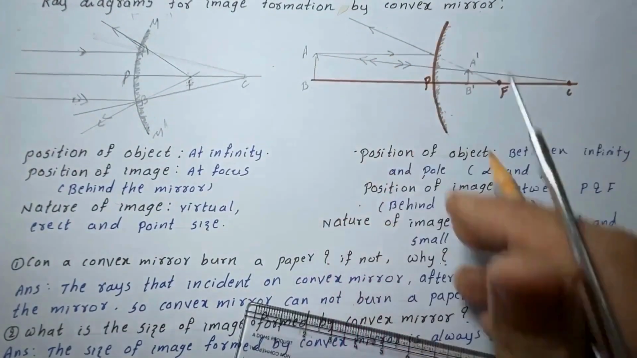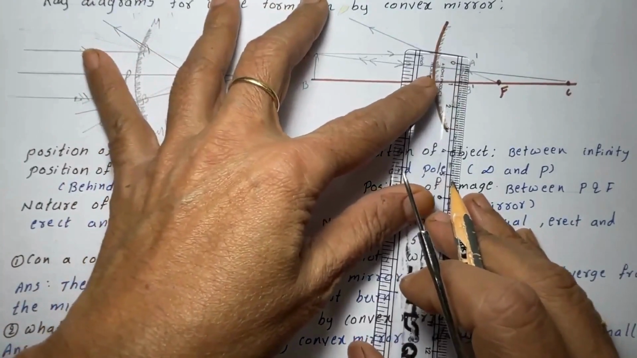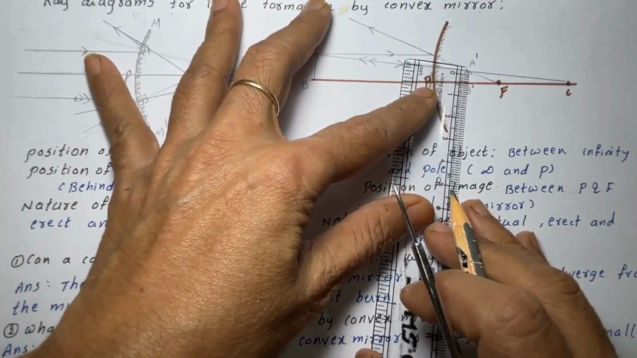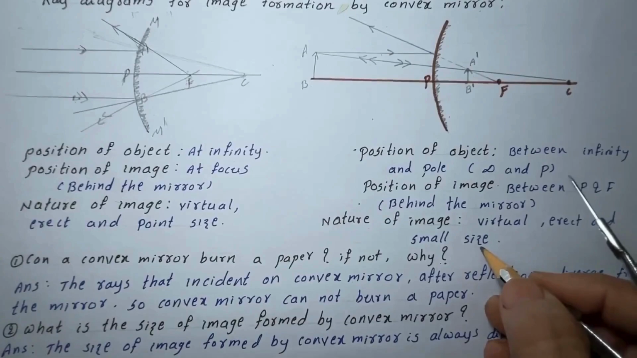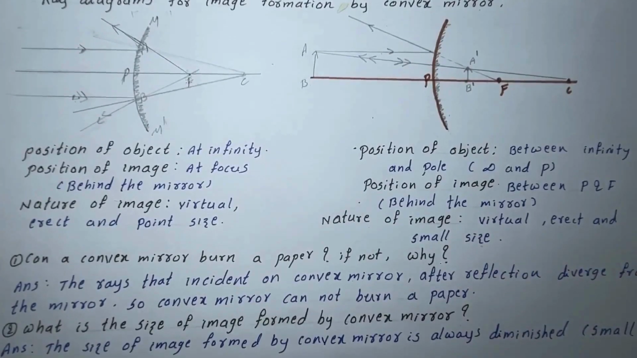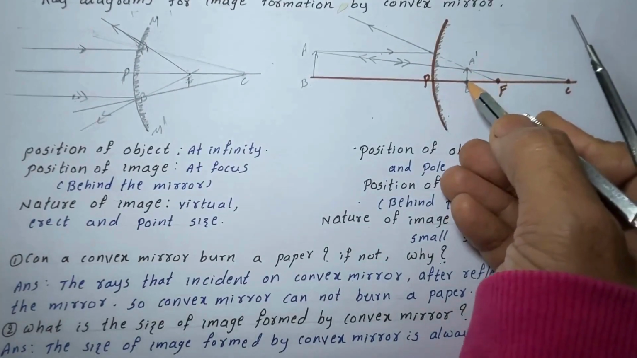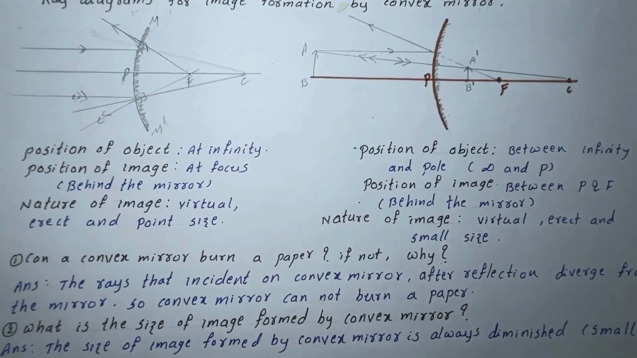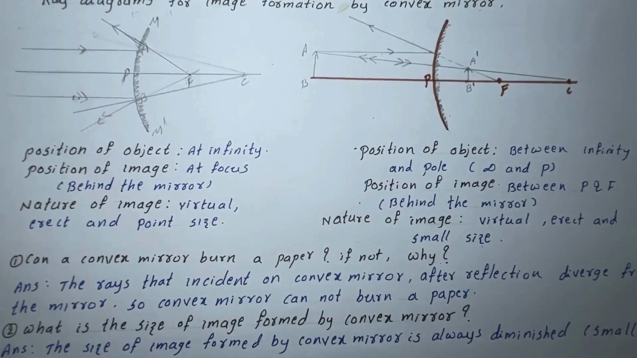When you observe the size of the image, the object size is 1 centimeter, but this is less than 1 centimeter, almost half a centimeter. So its size is small. Now let me summarize the nature of the image. When the object is between infinity and pole in front of a convex mirror, then the position of the image is between P and F, that is behind the mirror. And the nature of the image is virtual, erect, and of small size.